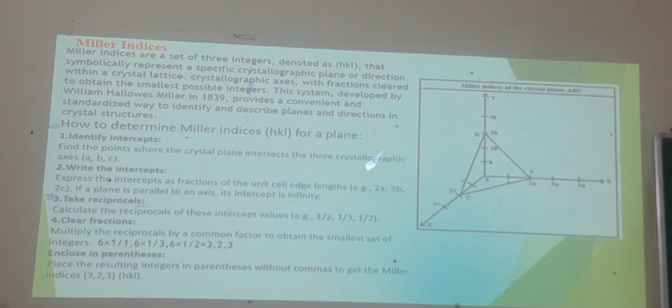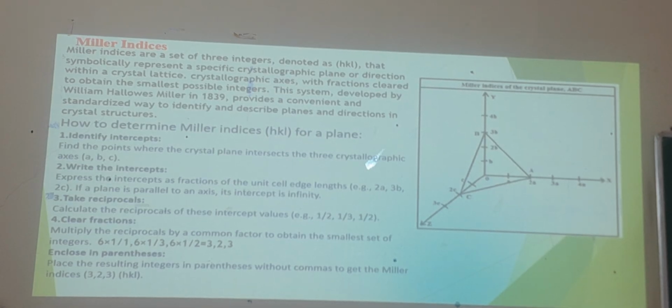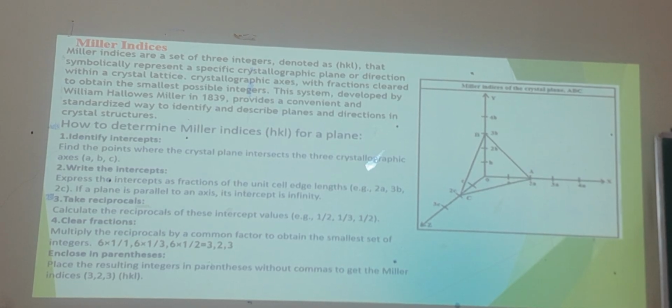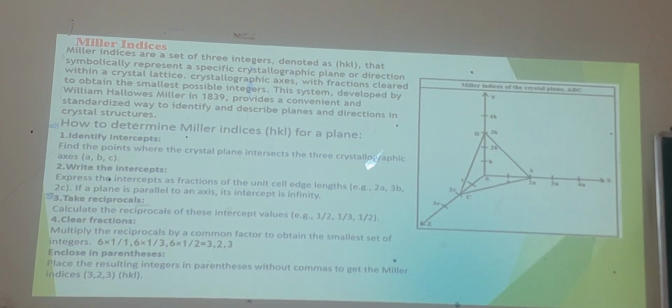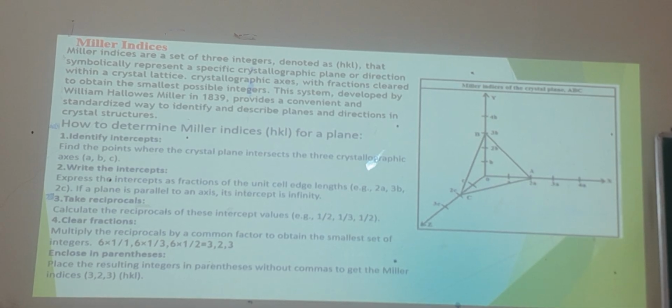First one is to identify the intercepts. As you can see, this is the XYZ plane. To identify the points, find the points where the crystal plane intersects the three crystallographic axes A, B, C, and write the intercepts. Express the intercepts as a fraction of the unit cell edge lengths, for example 2A, 3B and 2C. If a plane is parallel to an axis, its intercept is infinity.